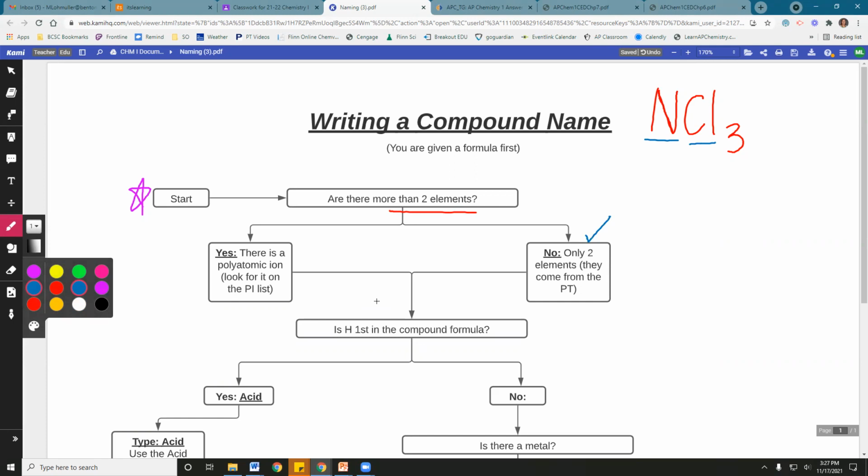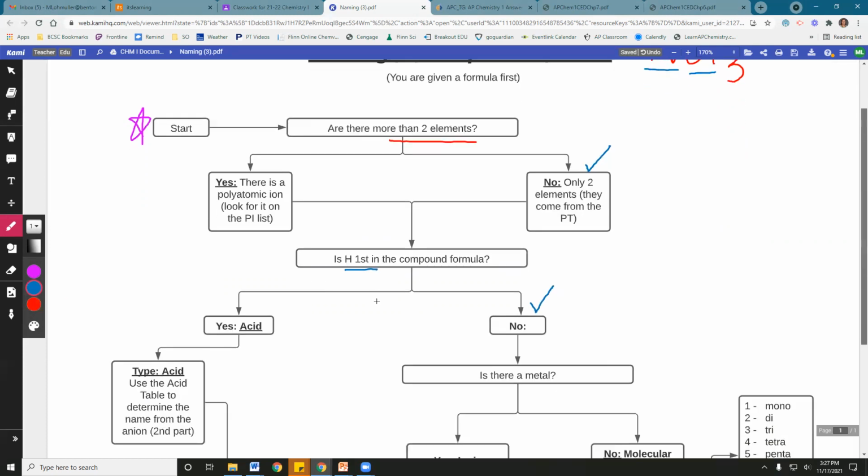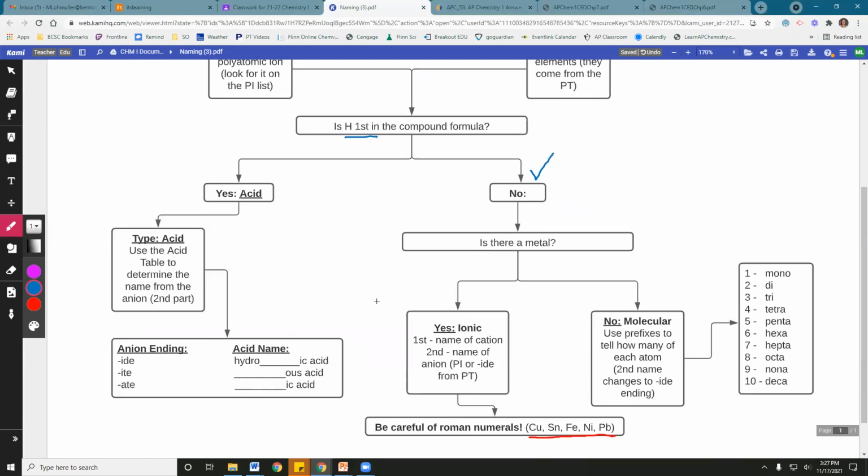Question number two, is H first? No, it's an N first. So that means it's not going to be an acid. So it's either going to be ionic or molecular.